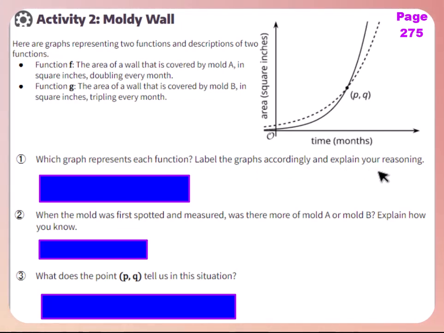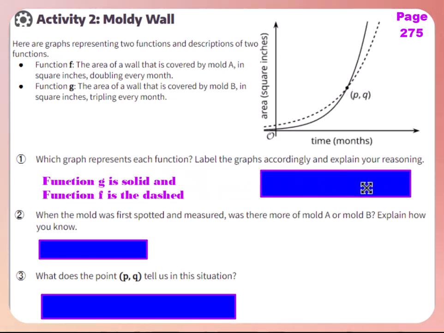So if you've been really slowing down, listening to the videos, you should be able to tell which one's increasing quickest. Function g is solid, and function f is the dashed line. Function f is doubling every month. That's the dashed line. So it's going to start here and then go up. I'm sorry, start here and then go up steeper.